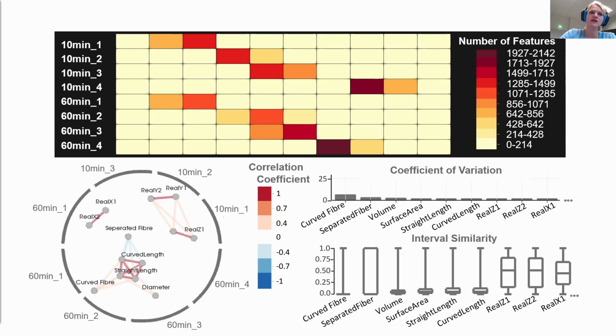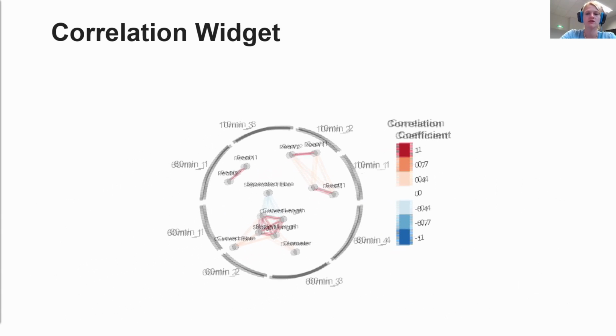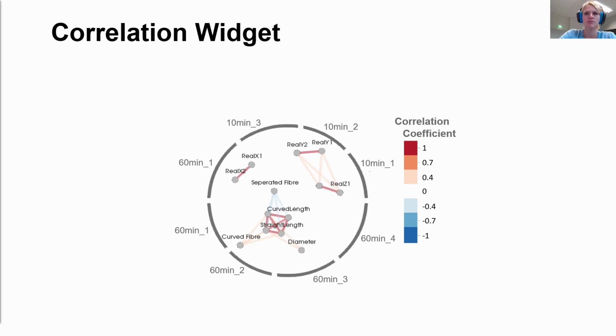And lastly, CoSi provides the correlation widget. Here we can see the correlations computed according to the Pearson correlation, and each vertex here represents a characteristic, and the edges between them encode the correlation information. So a positive correlation is drawn in red, when there's no correlation, it is drawn in white, so it is invisible for the user, and a negative correlation is drawn in blue.